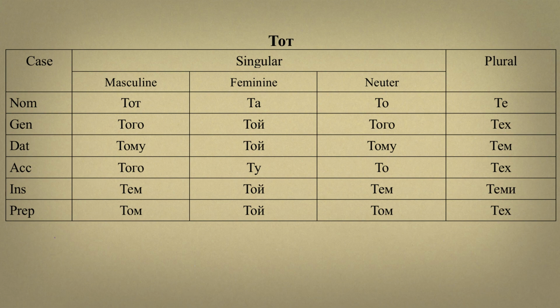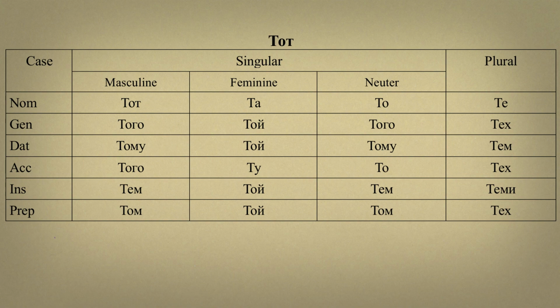Masculine gender in singular form is тот, того, тому, того, тем, том. Feminine gender in singular form is та, той, той, ту, той, той. Neuter gender in singular form is то, того, тому, то, тем, том. And in plural form, the pronoun тот is те, тех, тем, тех, теми, тех.